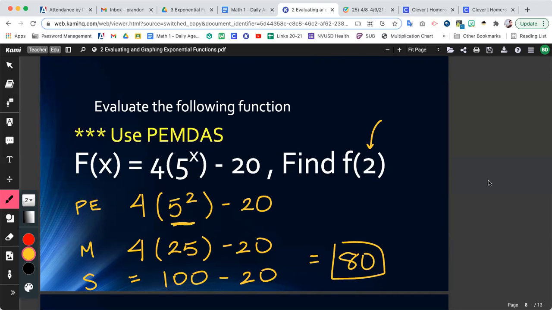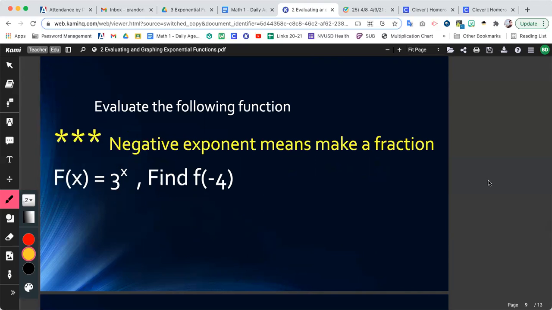What if the exponent is a negative? That's going to be one of our next problems. We'll get there. Any questions on these? Okay, perfect lead in. Negative exponents. Remember that negative exponents do not mean that the answer is negative. It means that we have to turn the answer into a fraction. Okay, so here we're replacing x with -4. We have 3, which is our base, and now the exponent is -4.